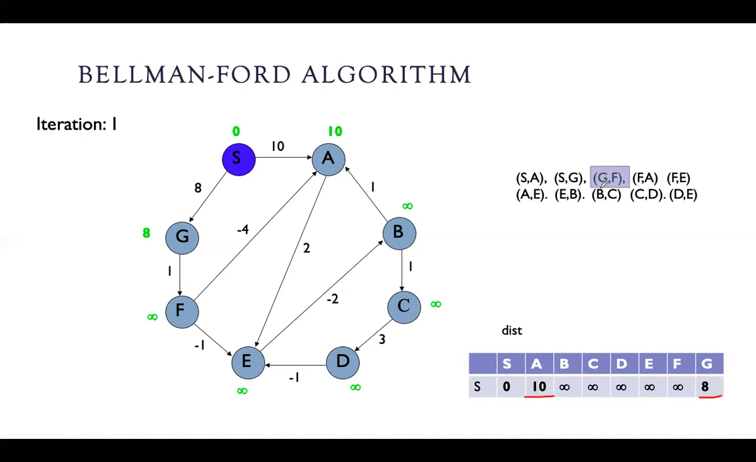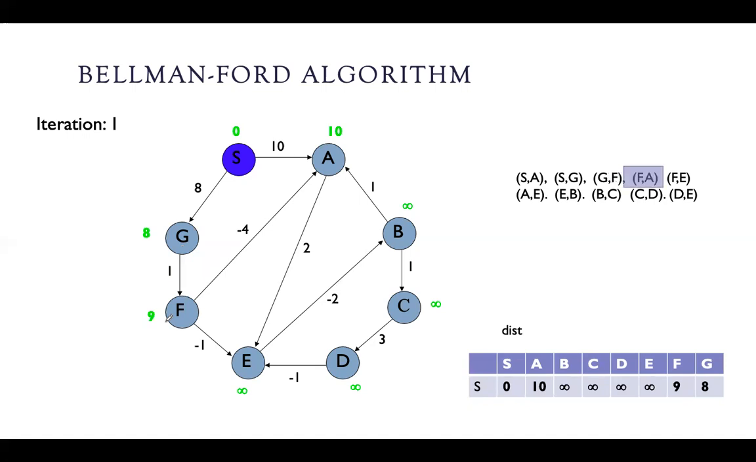Next edge is G to F. Edge G to F. So distance of F is infinite. Distance of G, 8, plus weight of this edge, 1. 8 plus 1, 9 is less than infinite. So update the distance of F to 9.